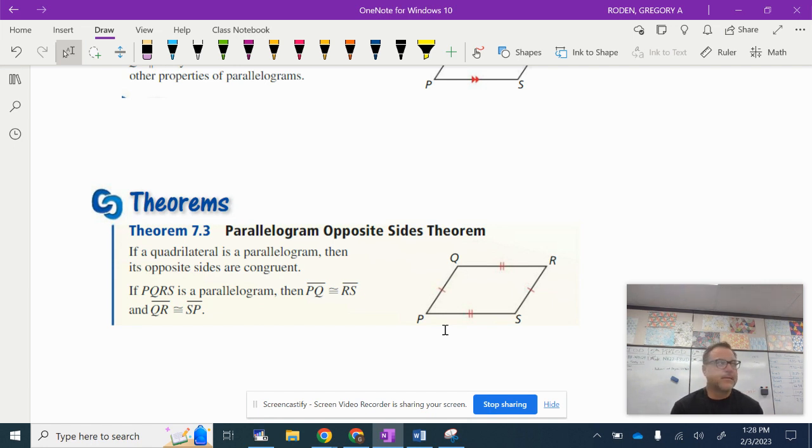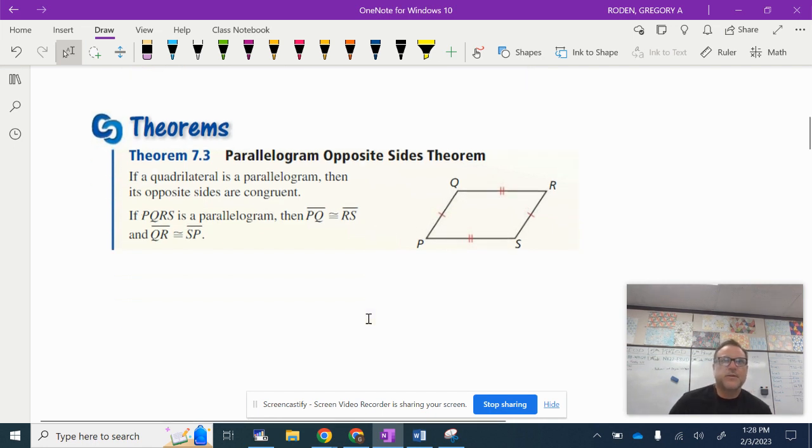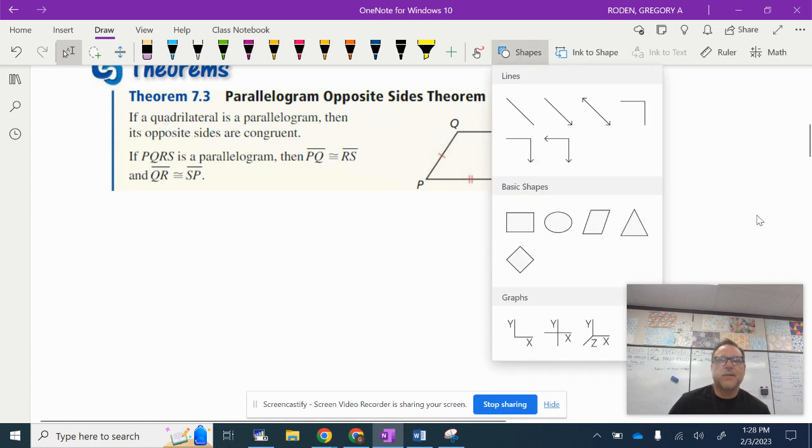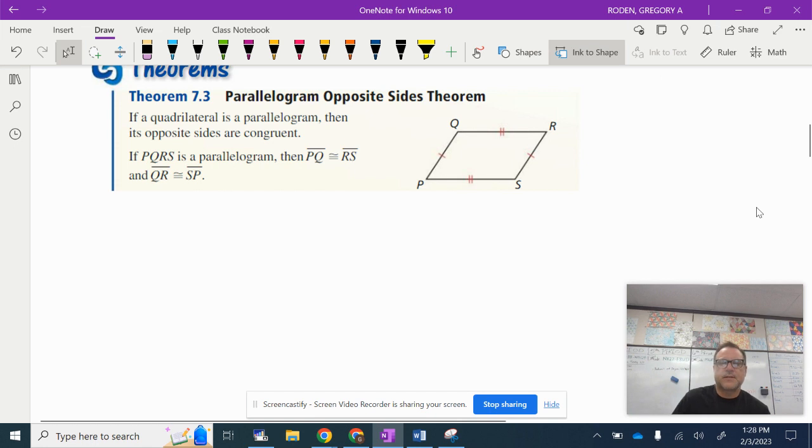But we can now say the opposite sides are congruent. And guess how we're going to prove that, ladies and gentlemen? Definitely going to use math. We're going to use congruent triangles. Very good. Oh no. So yeah, congruent triangles are back. Aren't we happy with that? So let me do an ink to shape here. See if I can draw a slanty box. Let me do this color. So let's say we have the good old-fashioned slanty box.